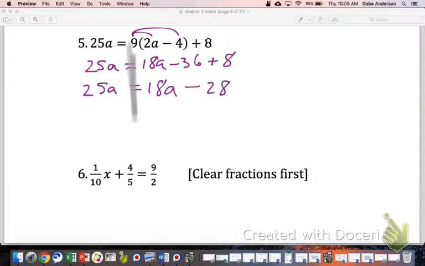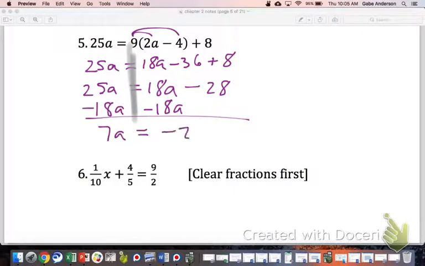So the 18a would be the little one. How is it that we deal with the little one? We subtract. That's right, because it's positive 18a. We'll subtract it over. So negative 18a from both sides. What is 25a minus 18a? 7a. Yeah. So 7a is equal to negative 28.